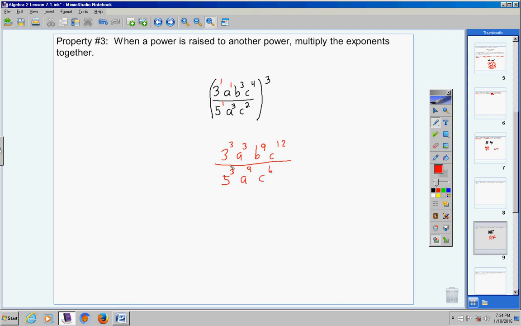Now, let's work with our coefficients. 3 times 3 times 3 is 27. 5 times 5 times 5 is 125. Does any number go into those evenly? I don't think so. I'm trying to think here.